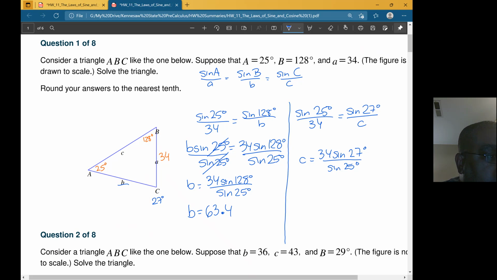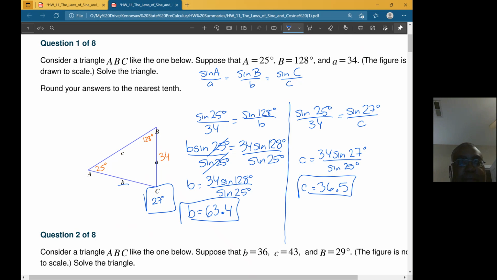So now it's 34 sine of 27 degrees over sine of 25, and I get little c is equal to 36.523, which rounds to 36.5. So that's little c, that's little b, and this is big C. And we're done with this problem. Not bad. Keep it organized. Let's keep going.